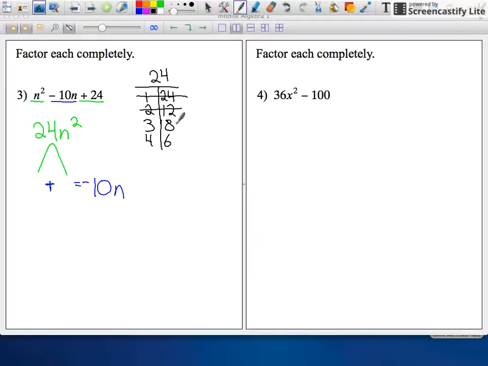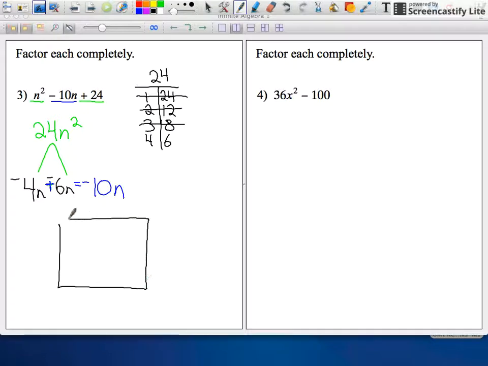3 and 8, 11 or 5, if I add or subtract, not going to work. But 4 and 6 could work. If I make them both negative, I get negative 10n, and they multiply to now be a positive 24n squared. So that pair looks like it's going to work out.